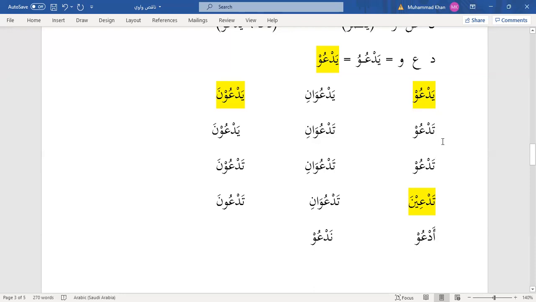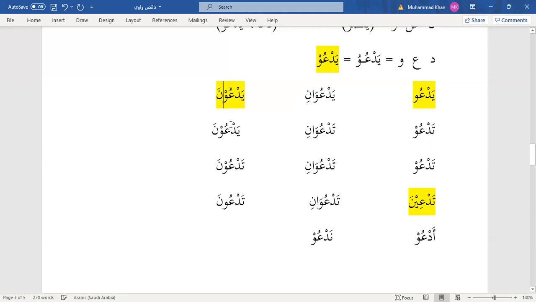After the changes, when Waw has Dhamma and there is Dhamma before it, then Waw becomes Sakin. This change is used for five forms of the verb: yad'u, tad'u, tad'u, ad'u, and nad'u. We will not say that five changes have taken place. We will say that only one change has taken place. Then yad'uwani, no change has taken place.